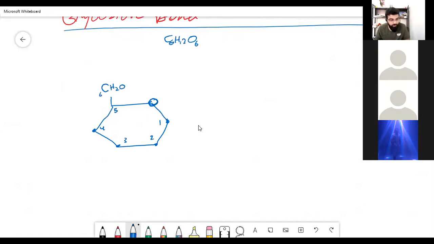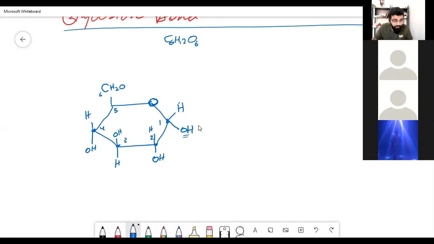This carbon is attached to 2 hydrogens and oxygen. Also, carbons 1, 2, 3, 4 have hydrogens and OH groups. Help me, I forgot the name. Here OH, H, here H, OH, and there OH, H. Okay. Now, this is the structure of glucose.